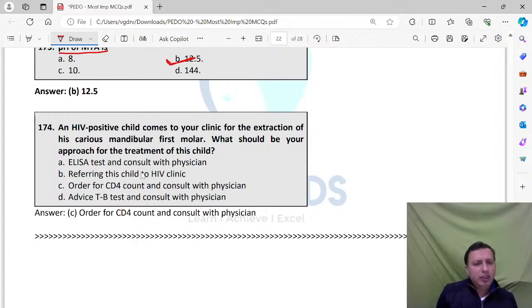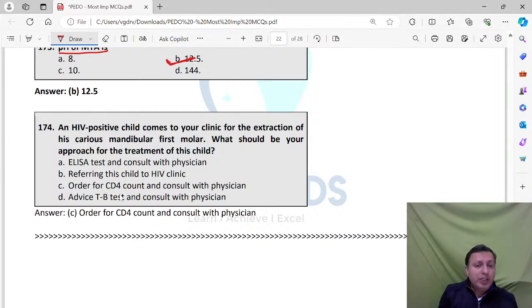Now, for an HIV patient, we always see the CD4 count. In a normal healthy person it is between 500 to 1500. But in a case of an HIV patient, if it is less than 200, then definitely the patient has a low immune system, and in that case we avoid the dental treatment, and we always consult with the physician and then we do the treatment.